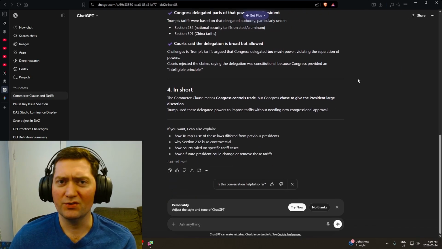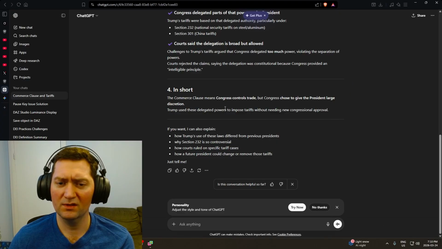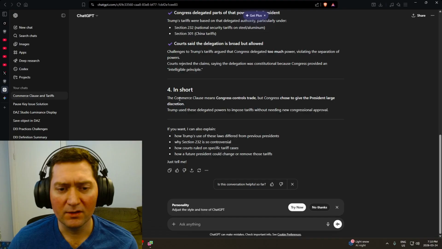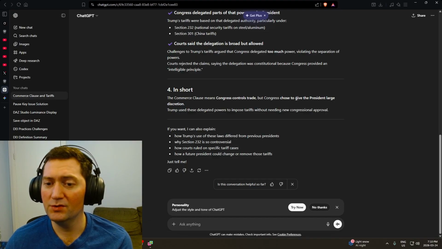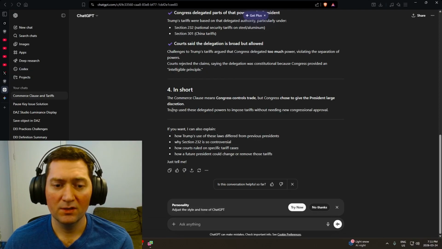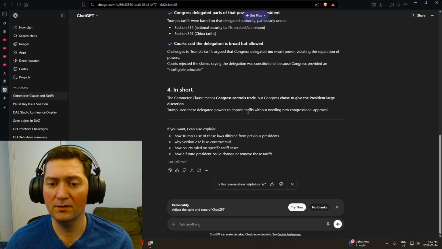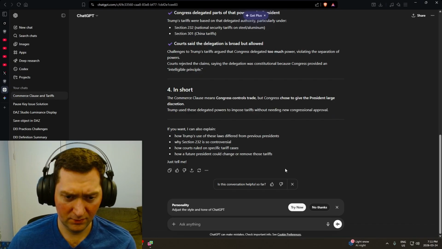Weren't some of them struck down? Okay, the Commerce Clause means Congress controls trade, but Congress chose to give the president large discretion. Trump used these delegated powers to impose tariffs without needing congressional approval.